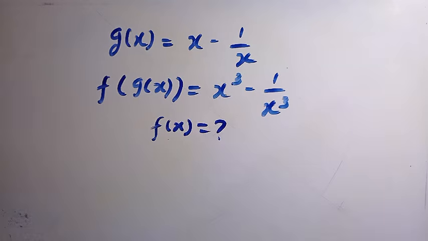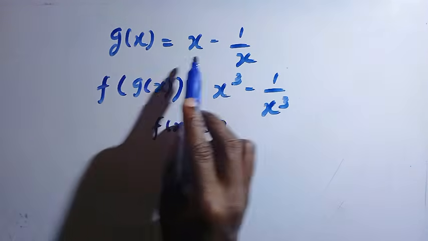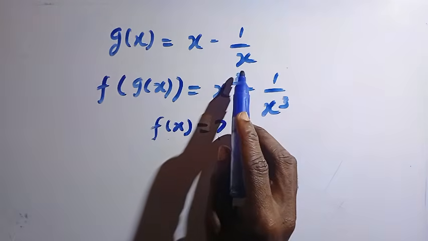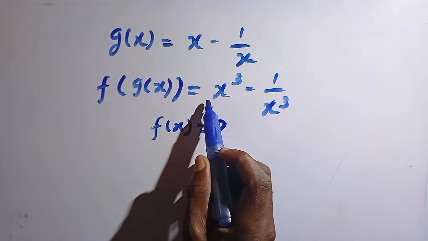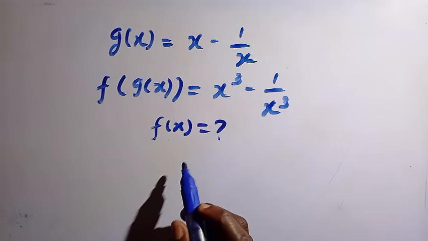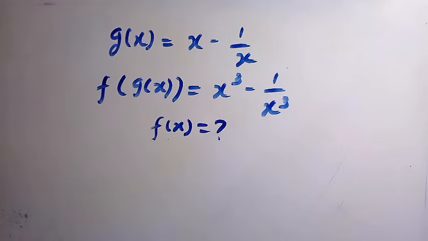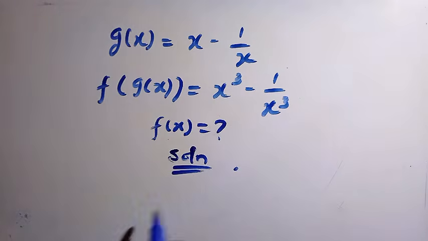We have a composite functional equation. There is g of x equals x minus 1 over x, and also f of g of x equals x cubed minus 1 over x cubed. And what is f of x? Let's get into solving this problem.